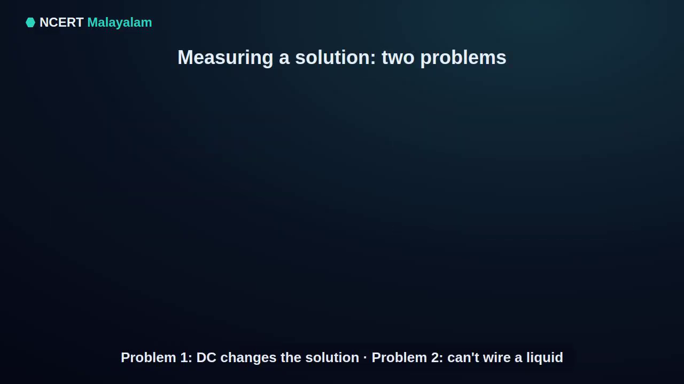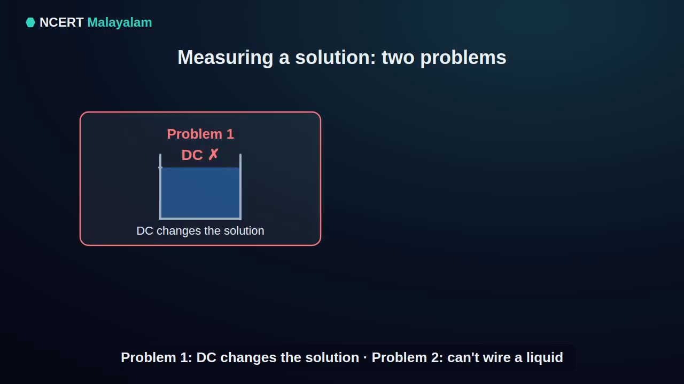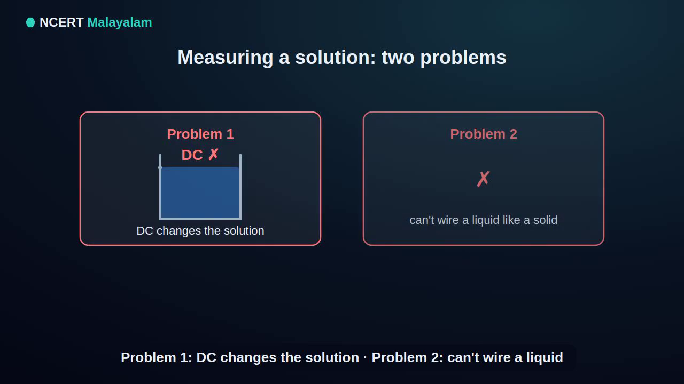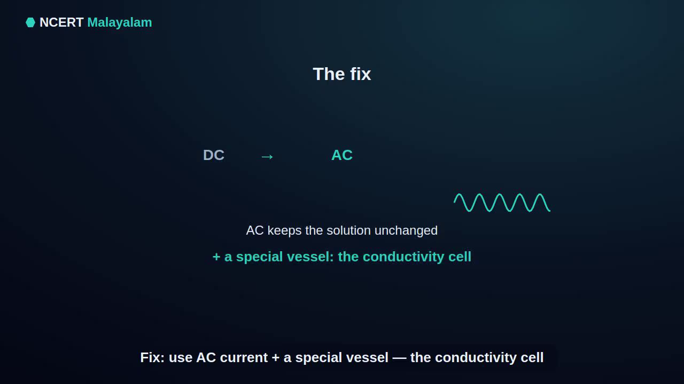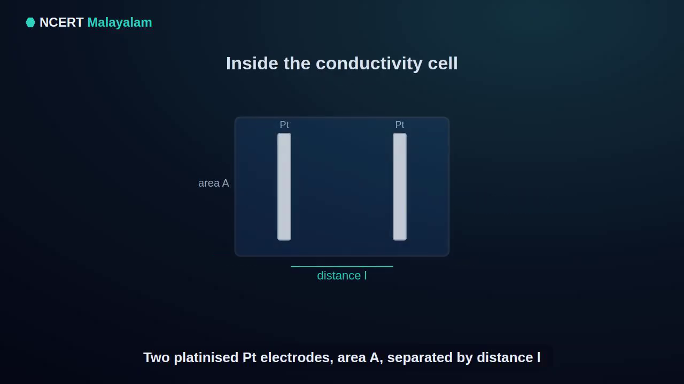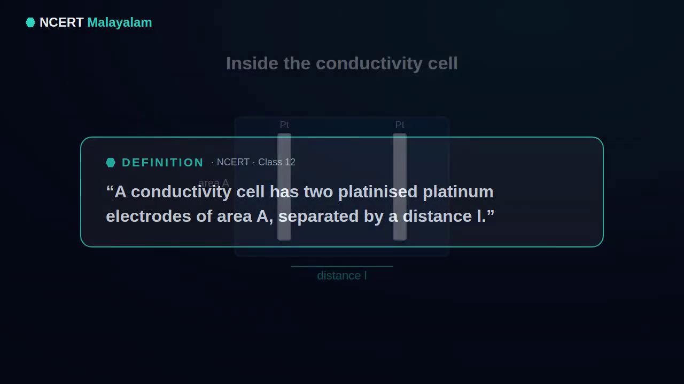Measuring a solution has two problems. One, direct current changes the solution itself. Two, you cannot simply attach wires to a liquid. The fix is to use alternating current together with a special vessel called the conductivity cell. Inside this cell there are two platinized platinum electrodes, each of area A, separated by a distance L.